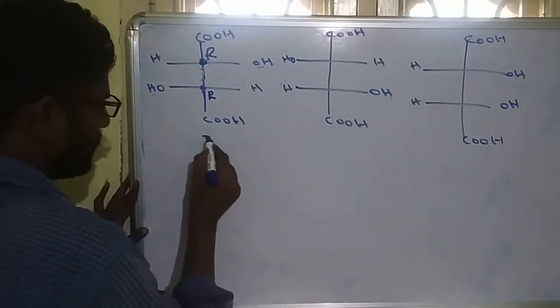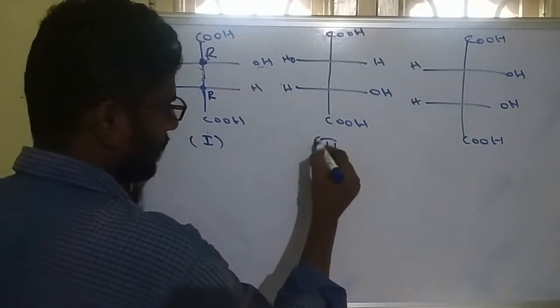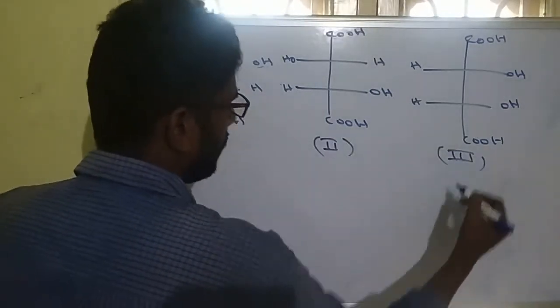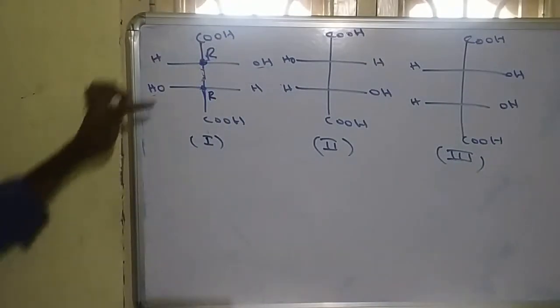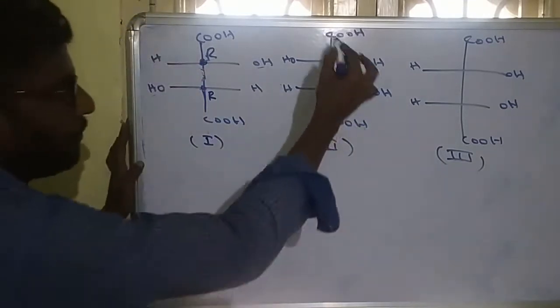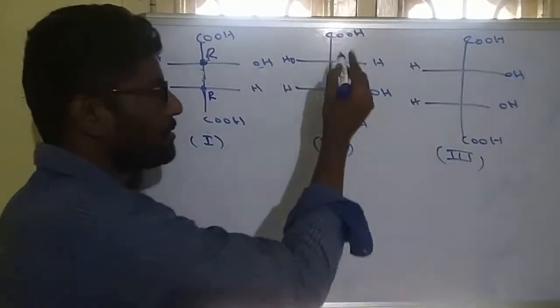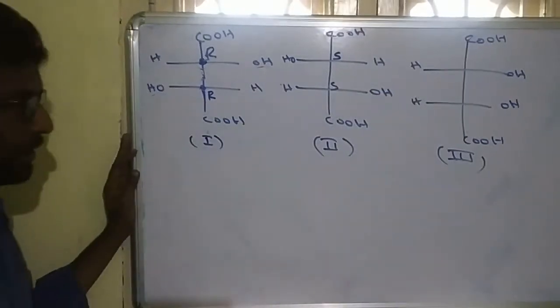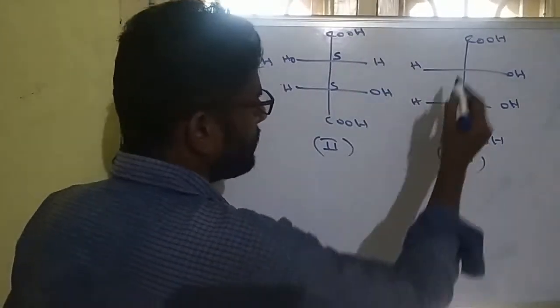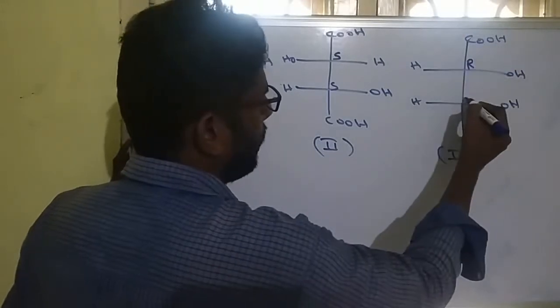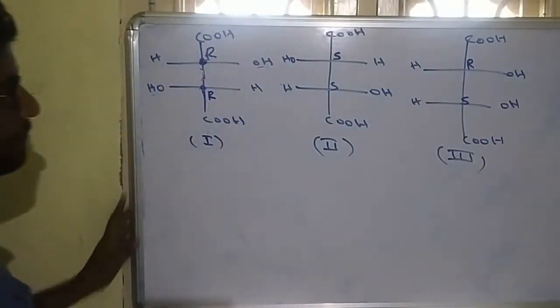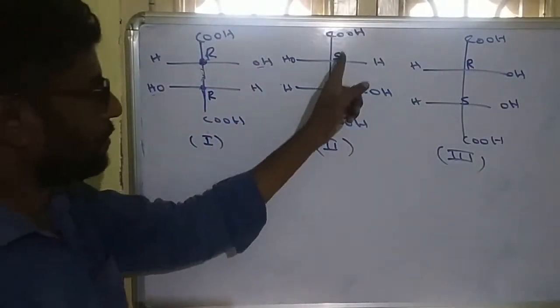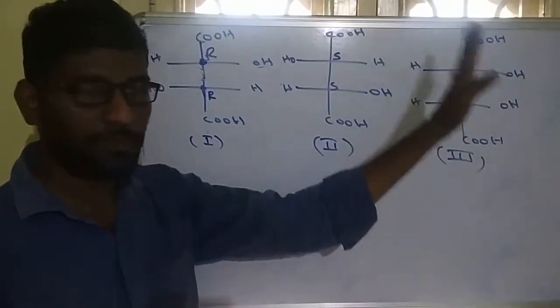Now take this as the first molecule, this as the second molecule, and this as the third molecule. Observe, this one has both R. When you calculate, the answer will come, this is also S, this is also S. Definitely it will come. Try it. And on calculation, for the other one, one should be R and another will be S.